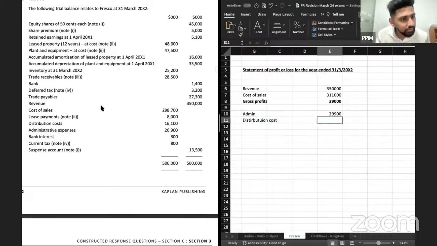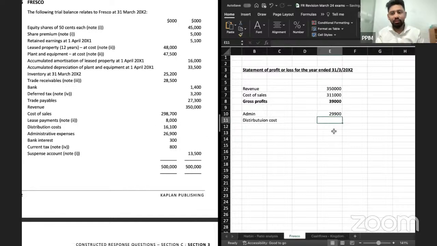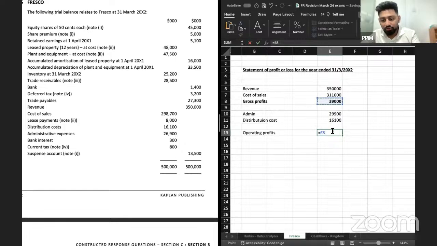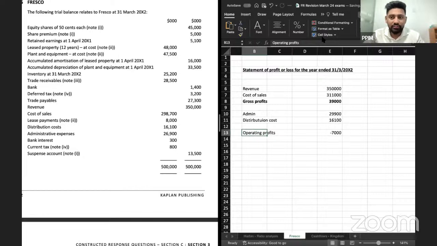Next, distribution cost. What do I have, guys? Distribution 16,100. I remember we did not take anything there. I remember we do not have anything to adjust there. Therefore, I have my operating profit, that is profit before interest and tax, equals 39,000 minus 29,900 minus 16,100. We don't have operating profits. Instead, we've got operating losses.